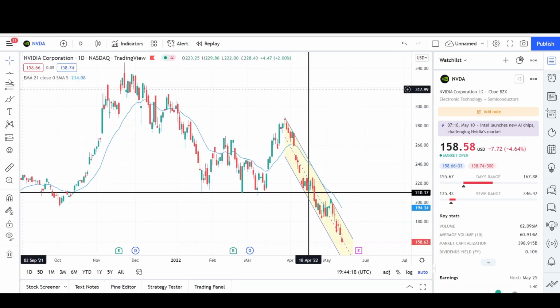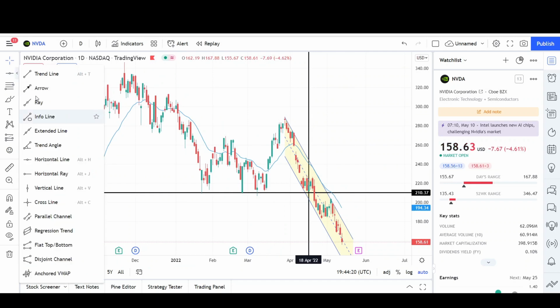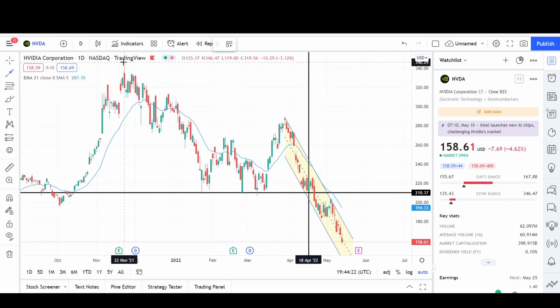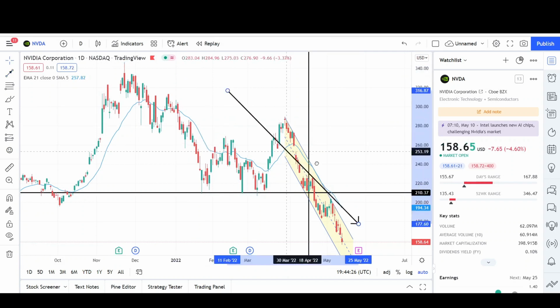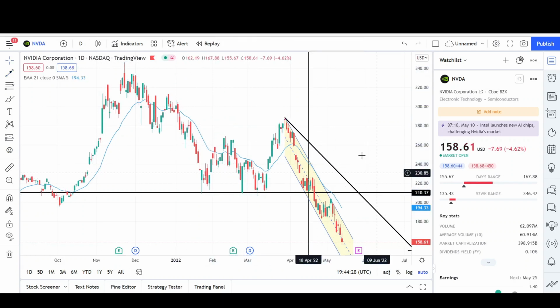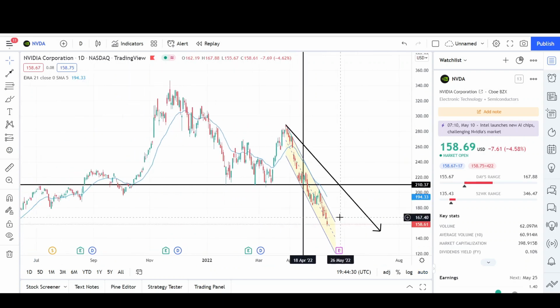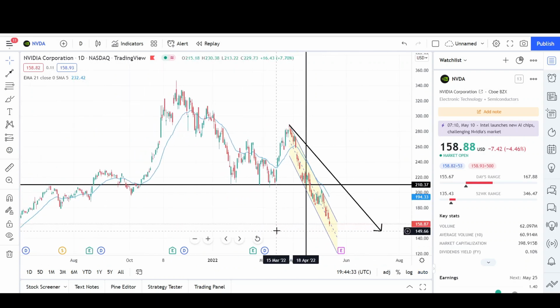So I do have a longer term measured move in play, and we have almost reached it. So you can see that this was the entire first leg down. If I drag it over to where we are in the formation of the second leg, the target that I have for NVIDIA, and what it looks like it's trying to reach, is right around that 148, 149 level. So we're almost there.